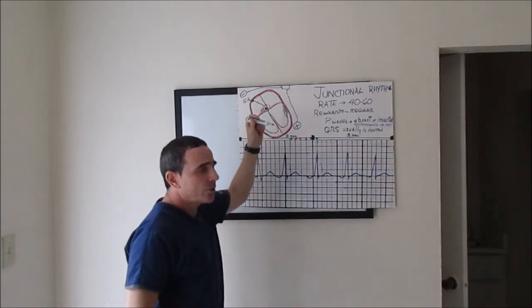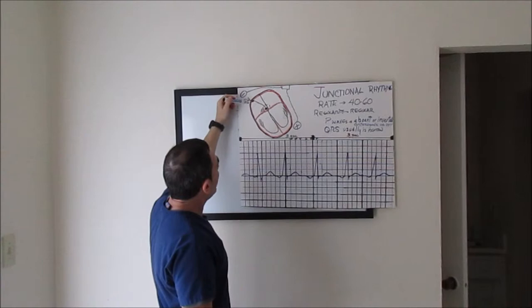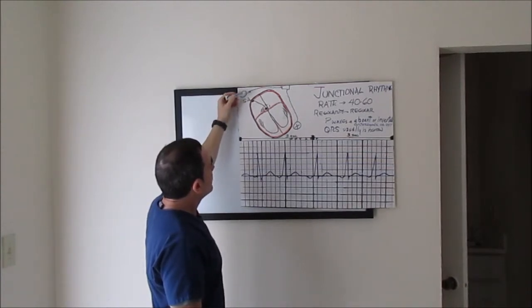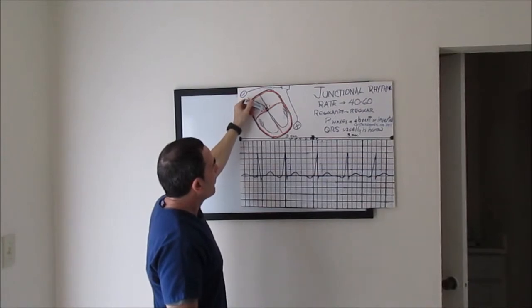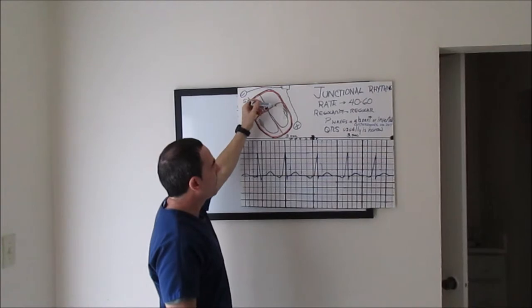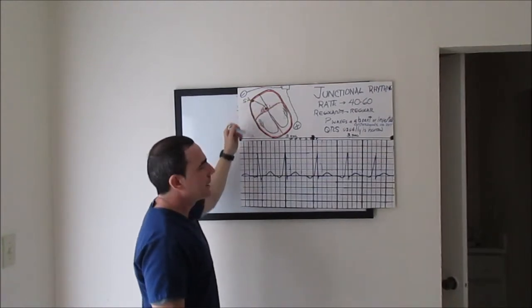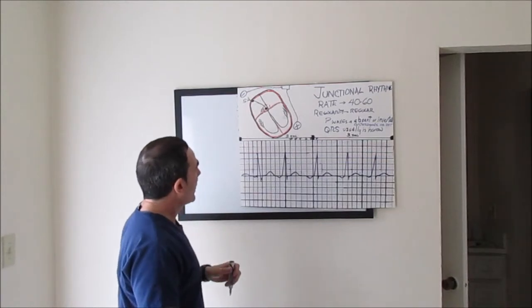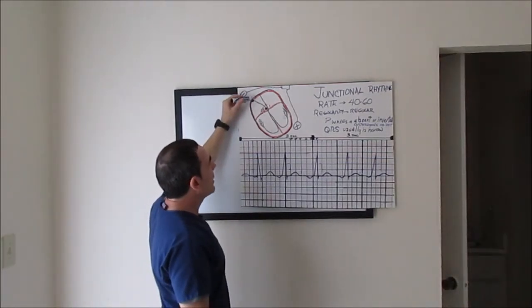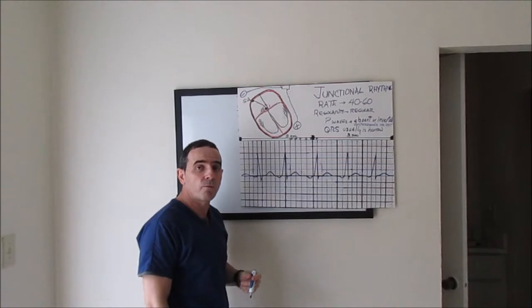In a normal situation, the impulse starts in the sinus node and goes toward the AV node, the bundle of His, and the bundle branches, right and left, and finally ends in the Purkinje fibers. But what happens when the SA node fails?